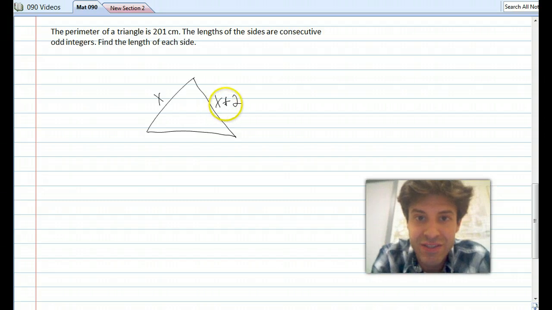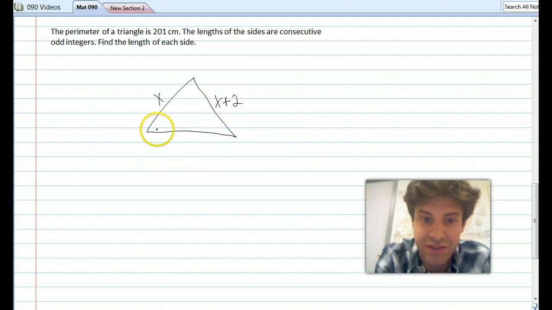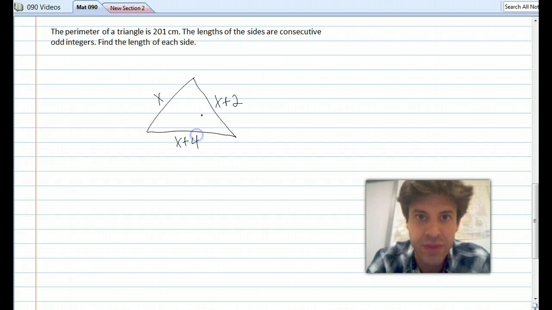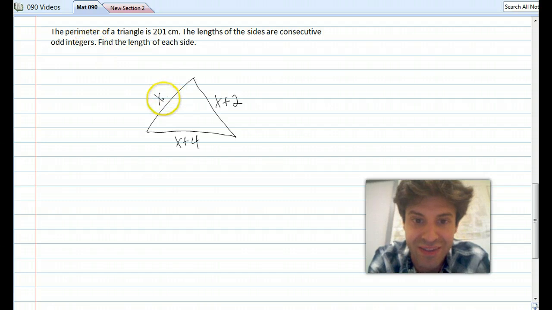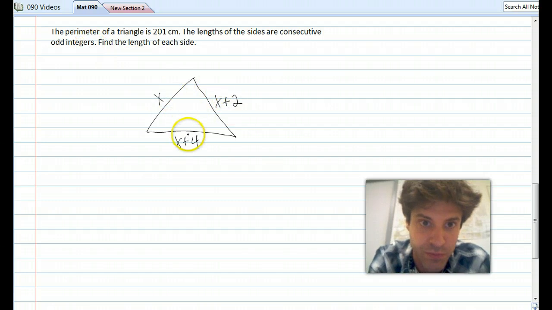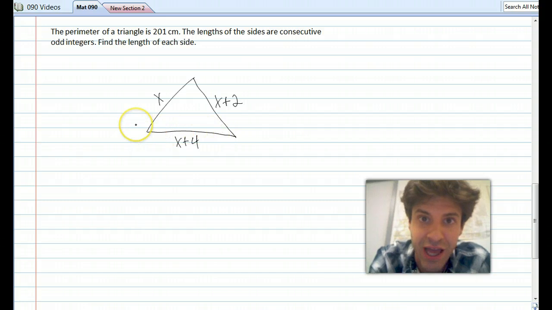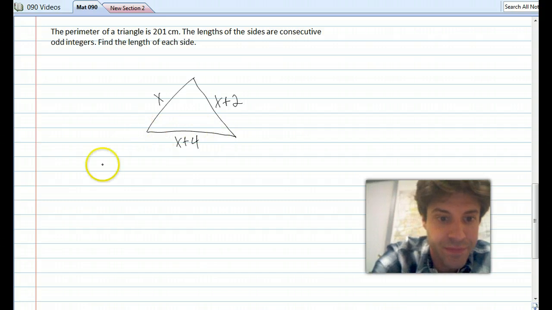And if the length of this side is x plus 2, then the length of, we'll say, this longest side here would then have to be x plus 4. All of this information came from the fact that the lengths of the sides are consecutive odd integers, so their lengths have to differ by 2. Now, the perimeter of the triangle is 201, and the perimeter of our triangle is all three of those sides added together. So let's add them up.